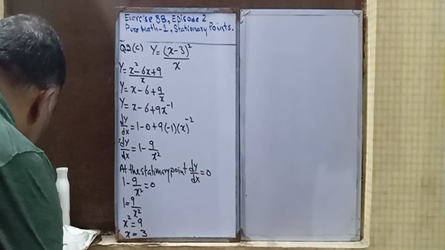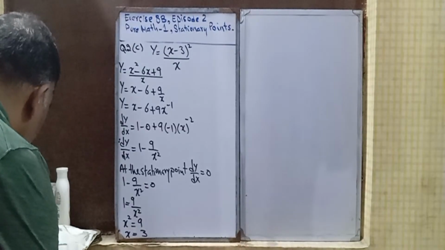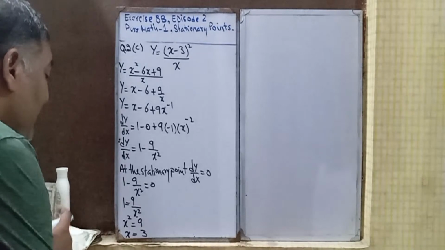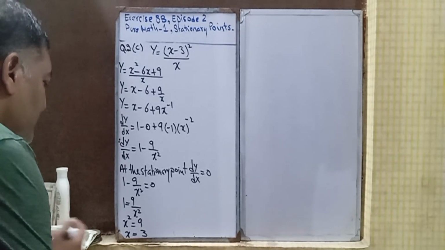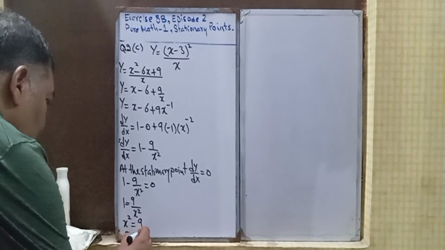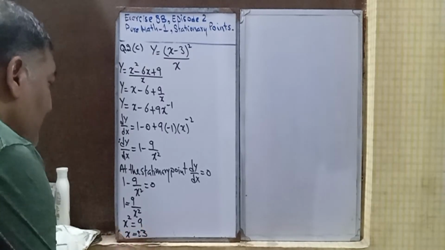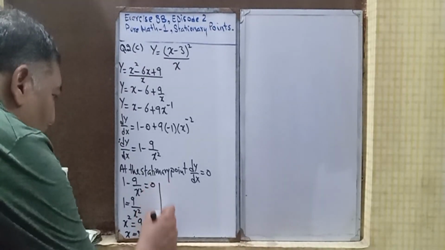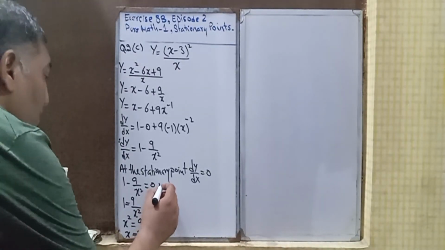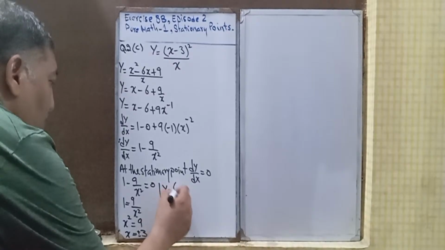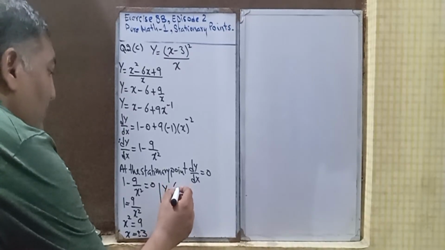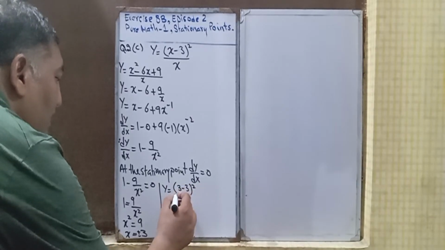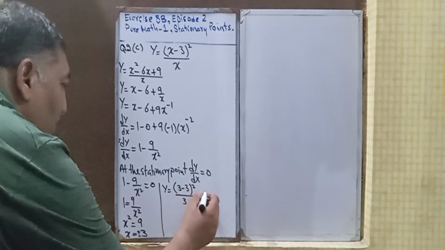So now I know the x value. Here I can also take x as negative and positive both. So this is positive, negative. Now I need to find out the y value. The value for y, if I take positive 3, will be 3 minus 3 whole square divided by 3, and that will be 0.